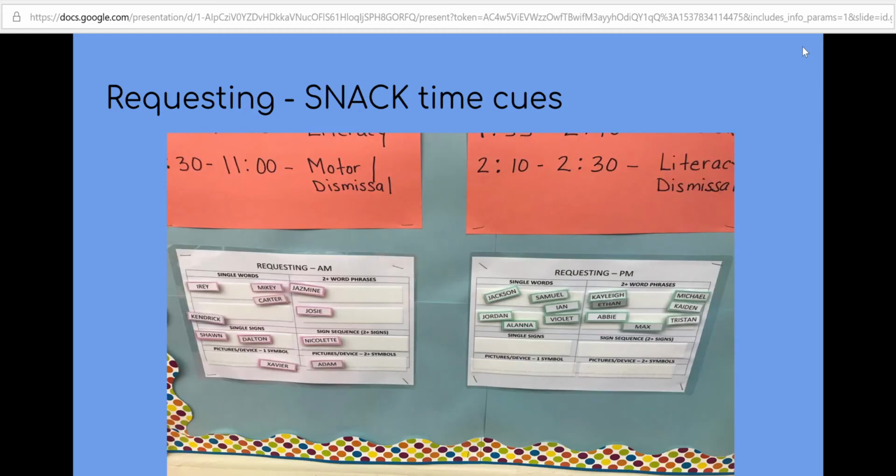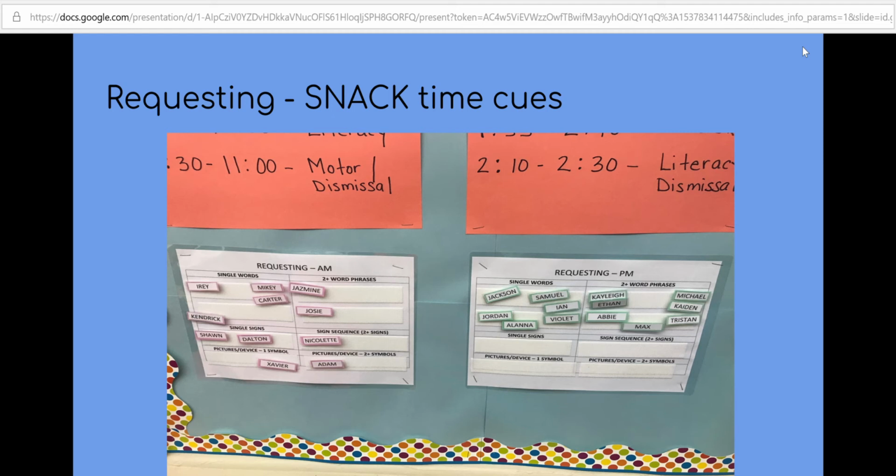The next visual is for requesting. This is key during snack time, but also in other parts of the routine. For a lot of our kids, our expectation is the communicative function of requesting, not necessarily utterance length. So for students who are working on requesting, there are lots of ways that we can expect a request.